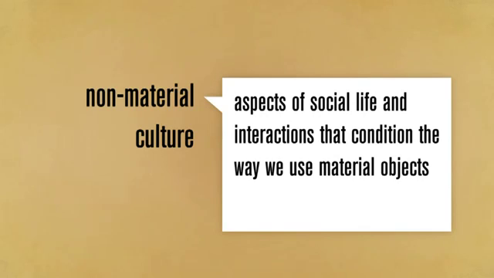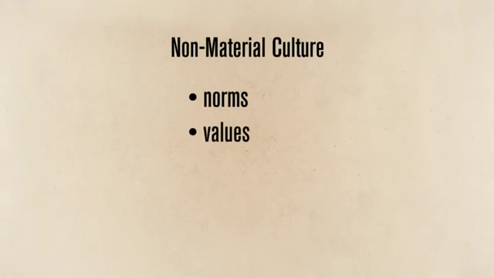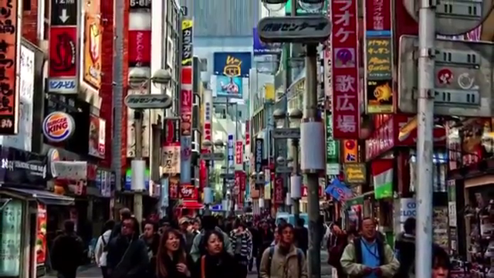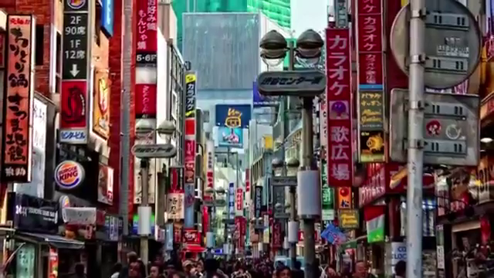Non-material culture includes those aspects of social life and interactions that condition the way we use material objects, such as our norms, values, organizations, and patterns of communication. These aren't things we can actually touch, but they're a large part of our lives. We distinguish one society from another through their different cultural elements.